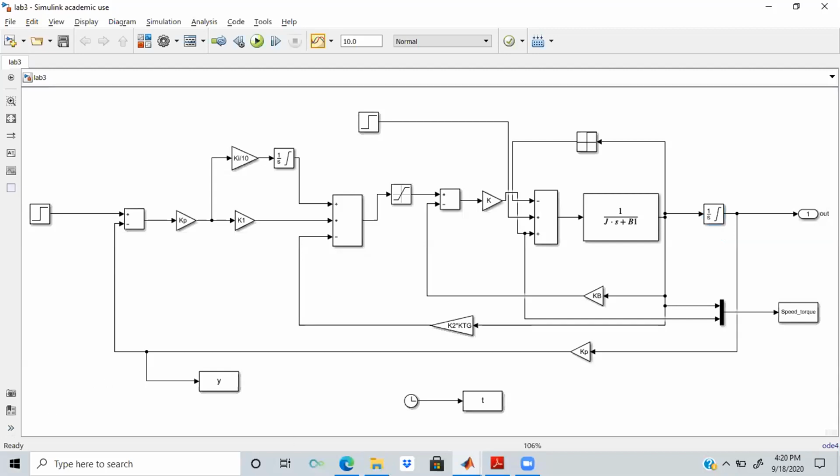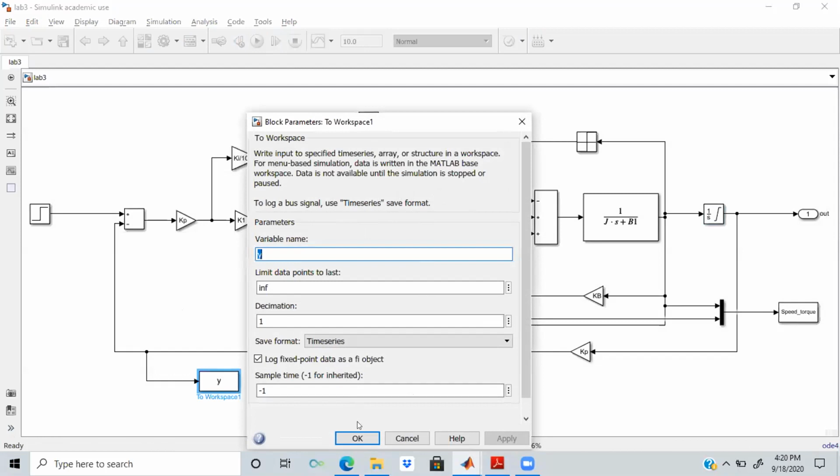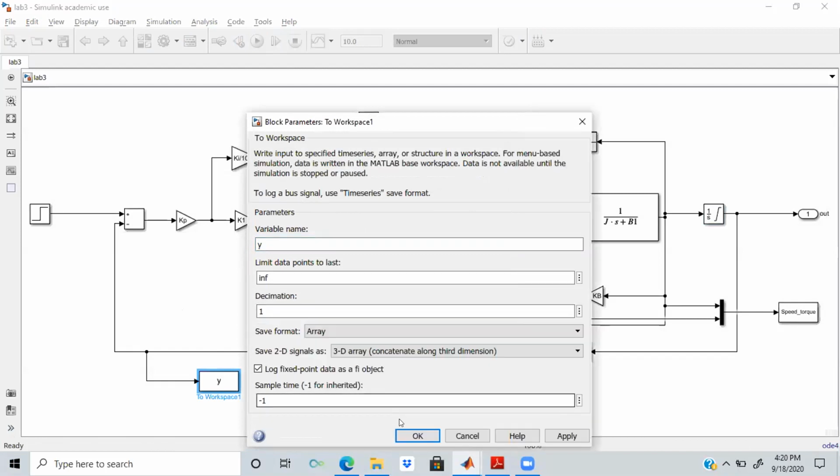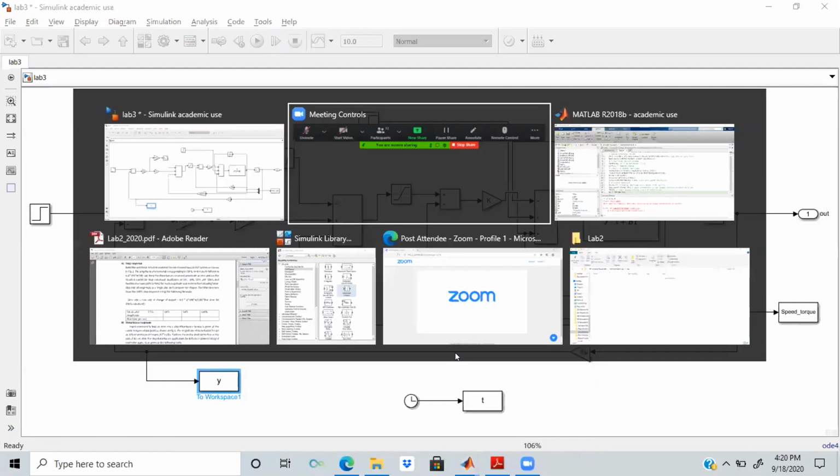So you click on this Y. Here Y. Yeah, this time series, make it array. Save format. Okay. Here T also you check it.